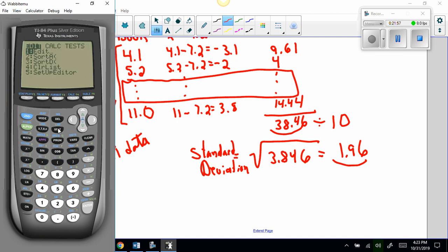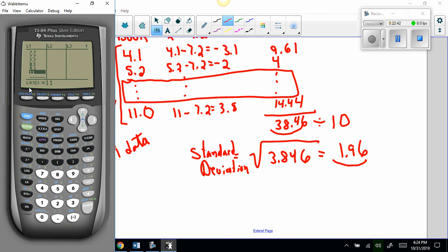You can go stat, edit, and enter your data. 4.1, 5.2, 5.6, 6.2, 6.7, 7.2, 7.7, 7.7, 7.7, 8.5, 9.3, and 11. That's the problem I just did.